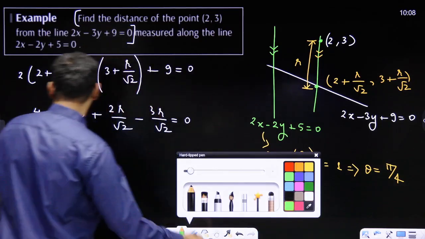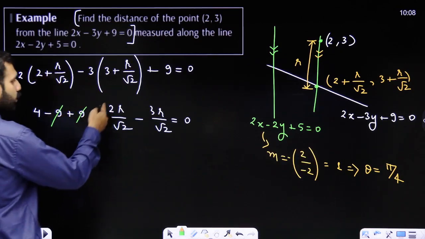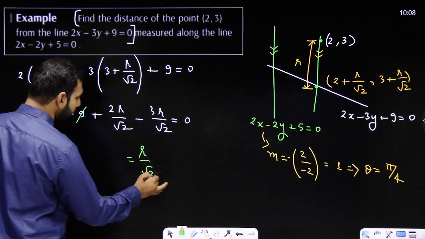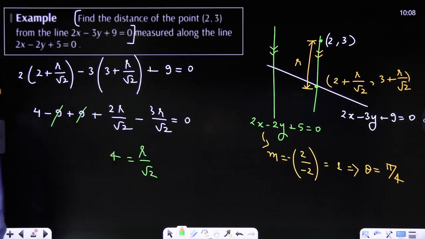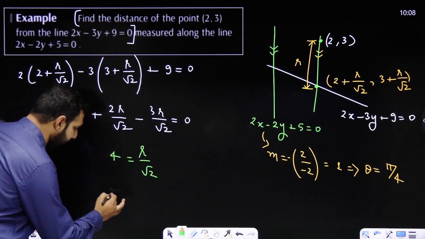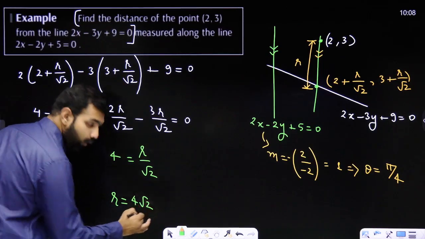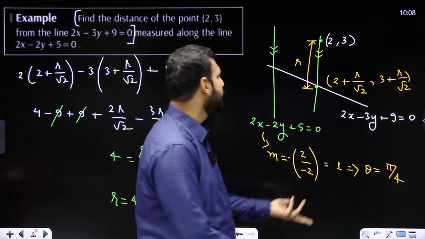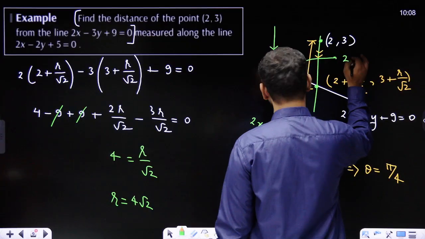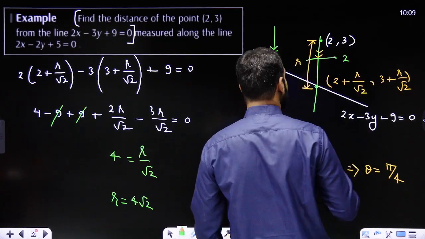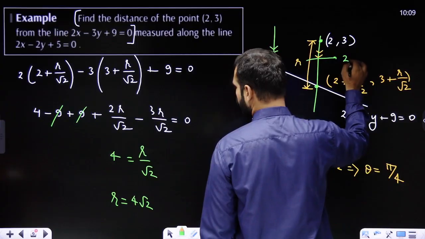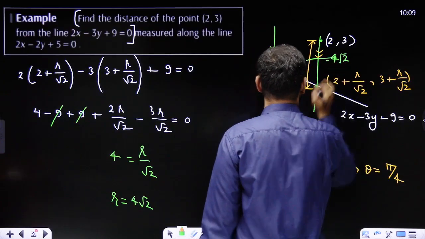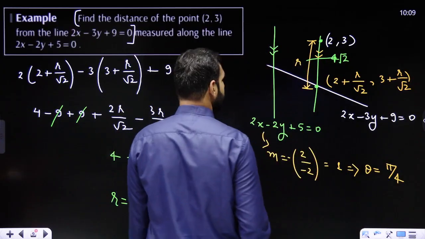Now further, this 9 is cancelled. 2r by root 2 minus 3r by root 2 is minus r by root 2. That can be taken on the other side, which is r by root 2, and here I'm left with 4. No confusion so far, students. So finally, r is going to be 4 root 2. What was r? The distance of this point from this line along this line. The answer is going to be 4 root 2. I'm really sorry, I have written it like this. I hope that's very easily understood by all of you.